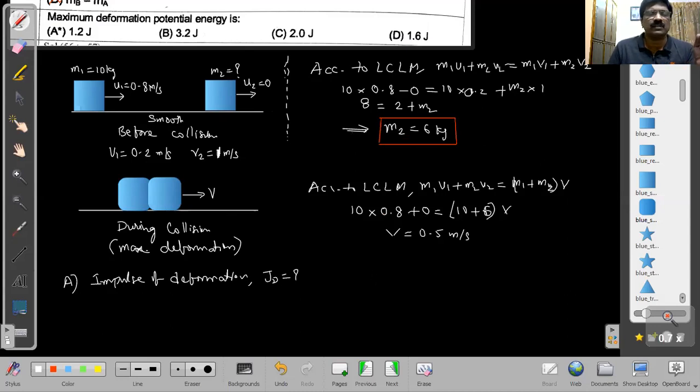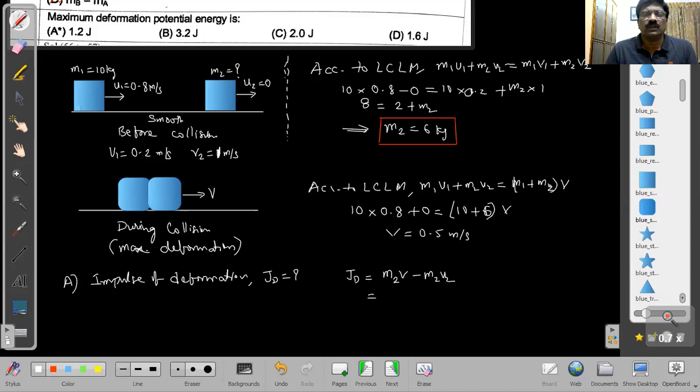Impulse of deformation means the impulse received due to deformation by the first block; for the first block and second block, both are the same. So it is easy to find the impulse of deformation for the second block. Impulse of deformation in case of the second block is equal to m2 into the common velocity with which it travels during deformation, that means v, minus m2 into u2, general formula.